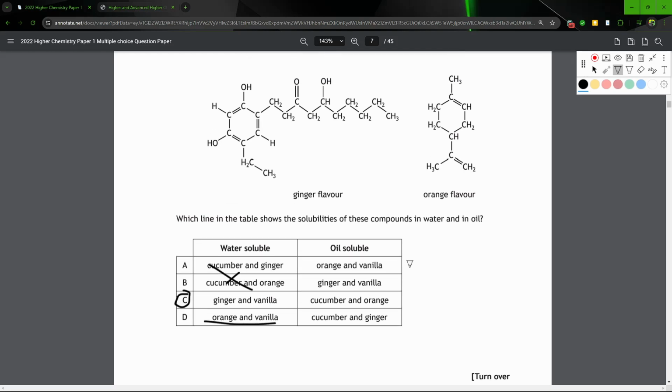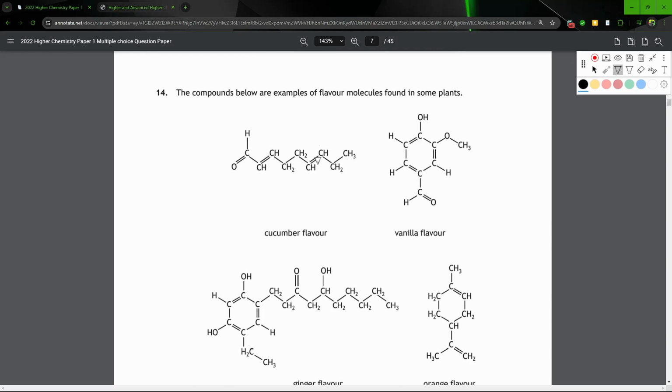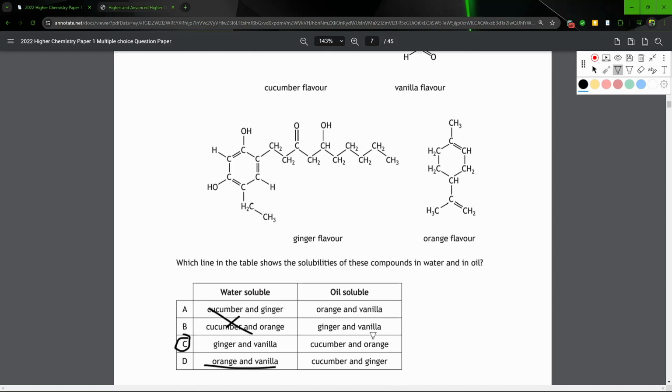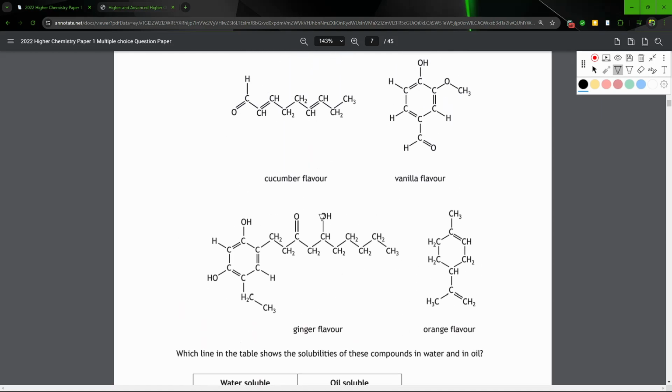And then just checking cucumber or orange. Well, cucumber has got mostly just a hydrocarbon chain with a small double bonded oxygen at the end, the carbonyl group, which is not that polar. And orange flavor doesn't even contain any oxygen; it's just pure hydrocarbon. So I think this answer does make sense.